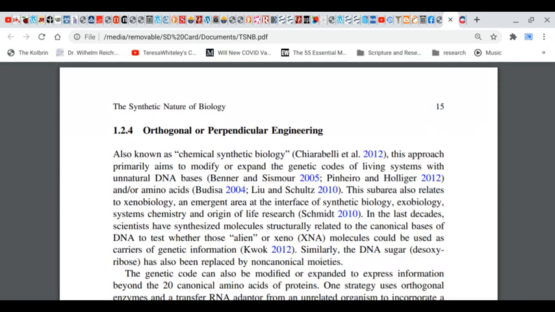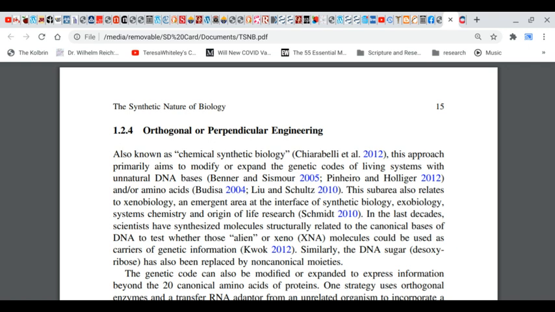Orthogonal or perpendicular engineering, also known as chemical synthetic biology, primarily aims to modify or expand the genetic codes of living systems with unnatural DNA bases and or amino acids. This subarea also relates to xenobiology, an emergent area at the interface of synthetic biology, exobiology, systems chemistry, and origin of life research.